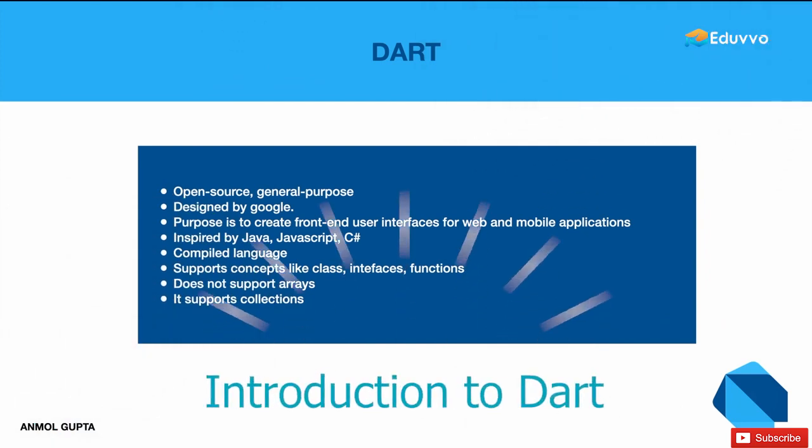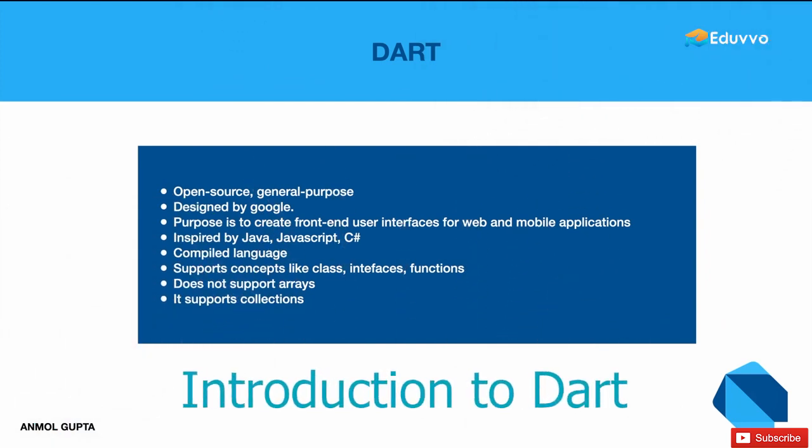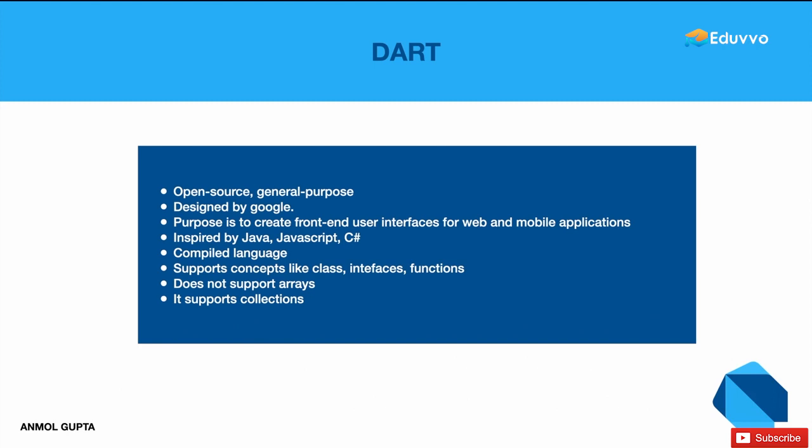So from this lecture we will start our Dart programming course. In this video we will discuss what the Dart programming language is. Well, Dart is an open source, general purpose, object oriented programming language. It was developed by Google in 2011, and the main purpose of Dart is to create front-end user interfaces for mobile applications and web applications.